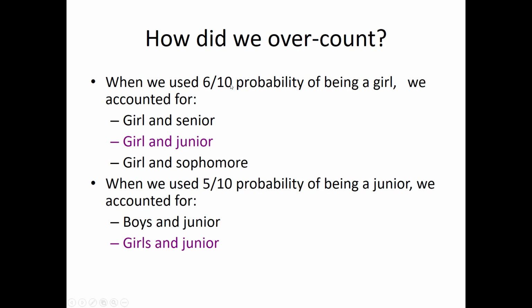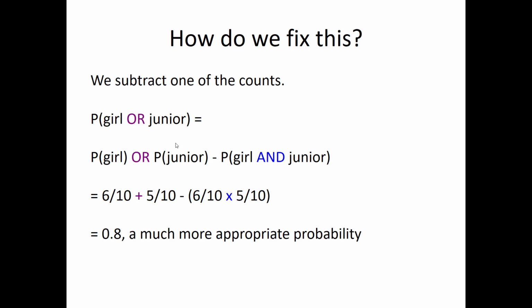When we use the 6 out of 10 probability of being a girl, we're considering girls who are seniors, girls who are juniors, and girls who are sophomores. When we use the 5 out of 10 probability for being a junior, we considered boys who are juniors and girls who are juniors. So you can see the girl and junior condition was counted twice. So we have to subtract off that number.